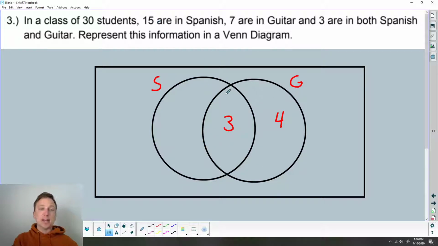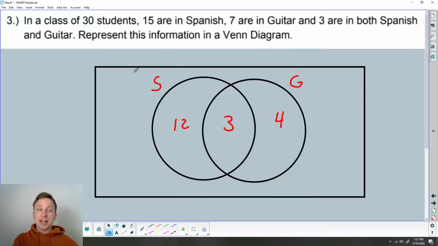Now 15 are in Spanish. Well, we already have 3 counted again, so we got to watch that double counting. If we work backwards with the overlap always, we dodge that for most of the time. So 15 are in Spanish, so we need to put another 12 here. 12 and 3 make 15.